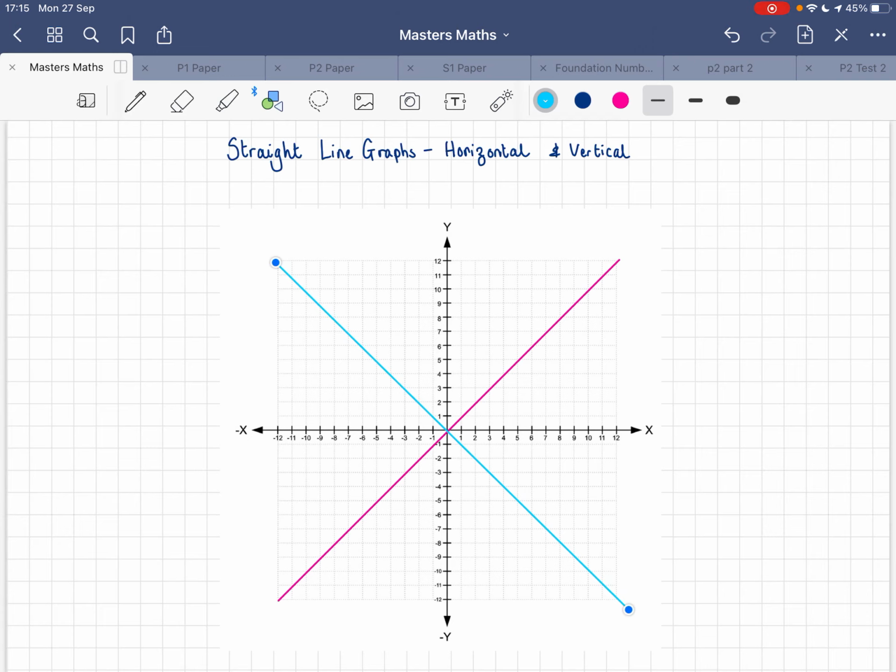That's it. Okay. So our pink line here, if we pick a few coordinates on here so we can see what's going on, we've got, this one is 7, 7.